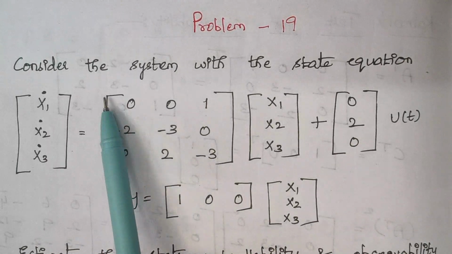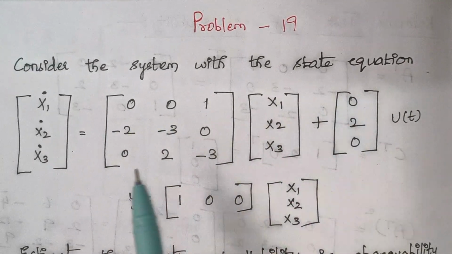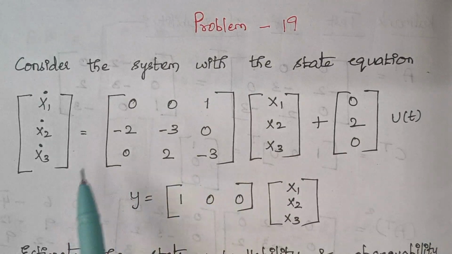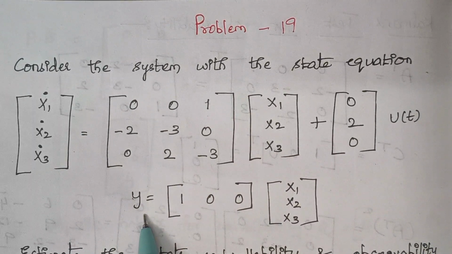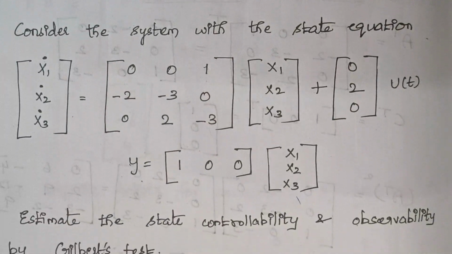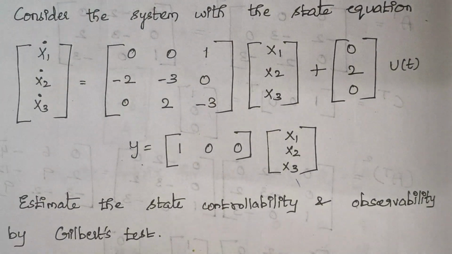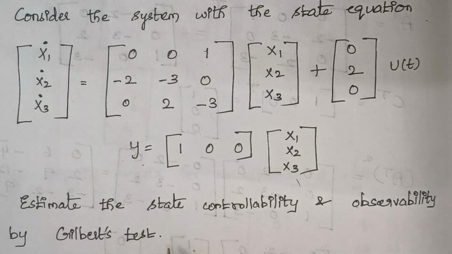Today we are going to solve problem 19. The problem is: consider the system with the state equation x1 dot, x2 dot, x3 dot, and the respective output matrix y. Estimate the state controllability and observability by Gilbert's test.